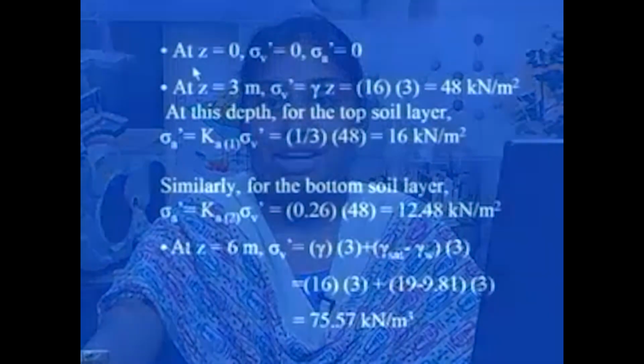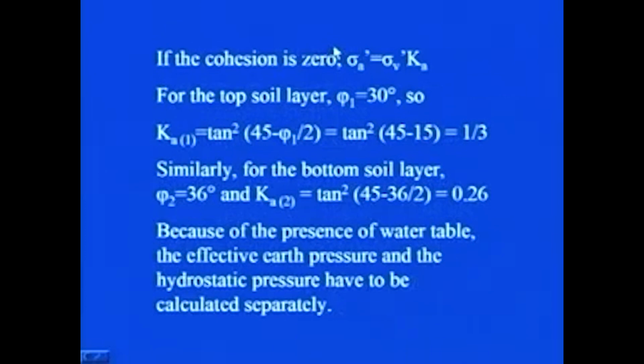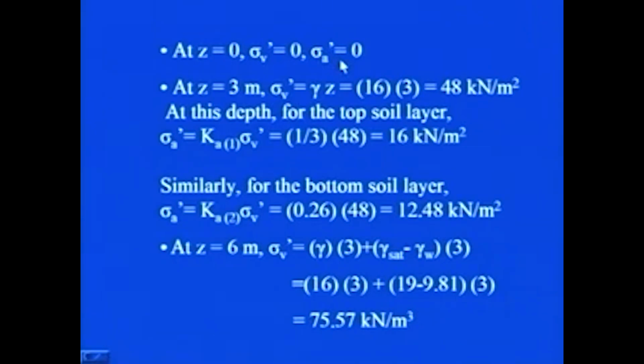At each depth, first find out the vertical effective stress. After that you simply multiply by the coefficient of lateral earth pressure, and that will give you the lateral earth pressure at that particular depth. So see how I am taking the next step. At z equal to 0, you know that sigma v is gamma into z. When z is equal to 0, sigma v prime will become 0. So sigma A prime, which is equal to sigma V prime into Ka, will be 0.